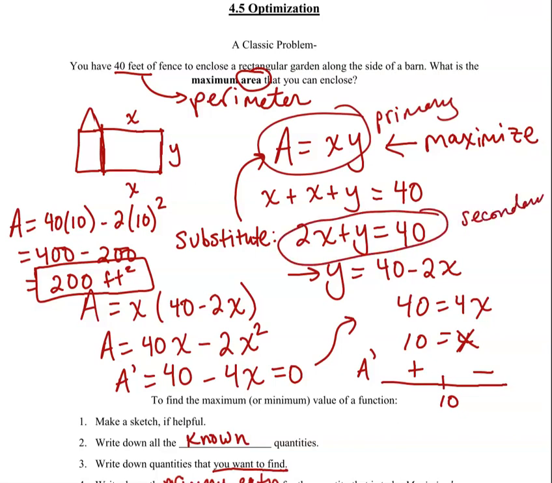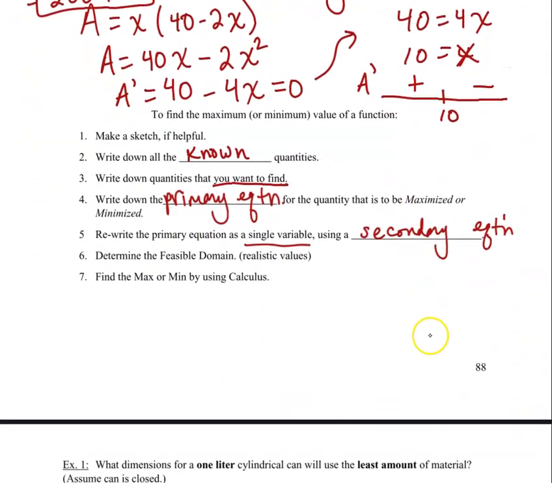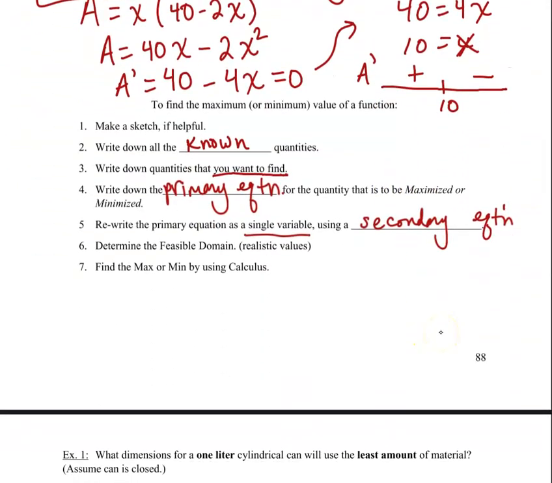Now, not all problems are going to have two equations. You only need both equations when there's more than one quantity in that primary equation. We'll see some examples of both. Determine the feasible domain if necessary. In other words, numbers can't be negative, for example. If you get a negative value for your max or min, we would throw that out. So just consider what would be reasonable or feasible, and then find the max or min by using calculus. We'll make a note that we'll use the first derivative test, and that's what we did.